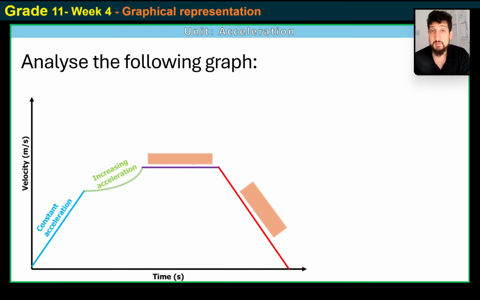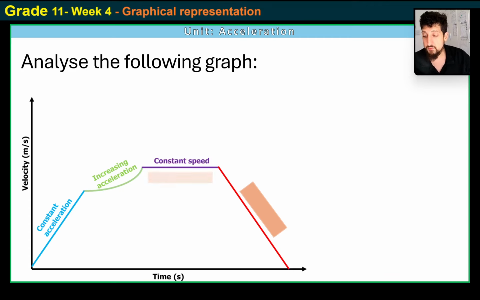The area under a speed time graph represents distance. The slope of a speed time graph represents acceleration. I think Saif is yelling out the answer right now. Acceleration. The slope of a velocity time graph represents acceleration as well. Over here we've got constant acceleration or uniform acceleration. Here we've got increasing acceleration. Why? Because the gradient is changing and it's becoming a lot steeper.